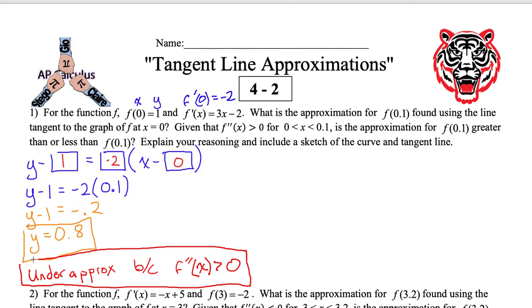And our third part is going to be our graph. So now we need to sketch out a graph over here. So let me draw some quick axes. And I'm talking about the point 0, 1. So I can just go like this. So I'm going to say 0, 1 lives right about here.